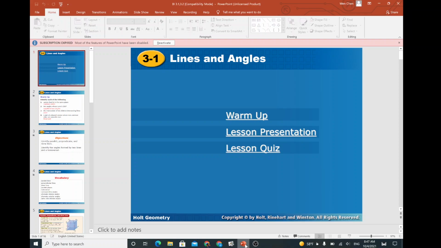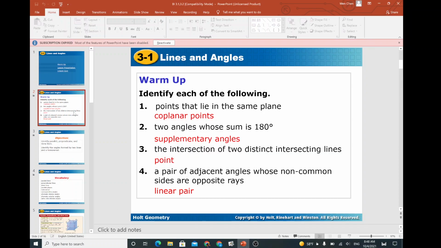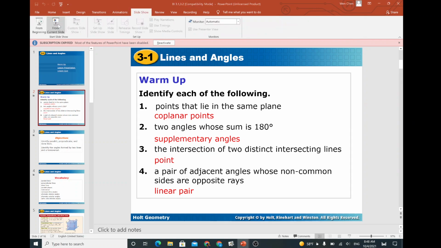So this one is for 3.1 and 3.2 for the lecture on parallel lines and also the angle relationships. Okay, so now let's look at some of the warm-up problems here. Identify each of the following. Let me go through the slide like this.